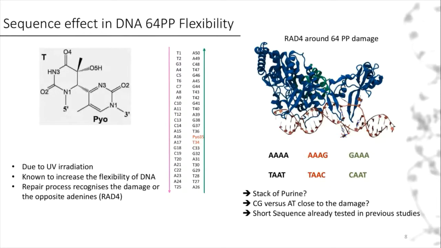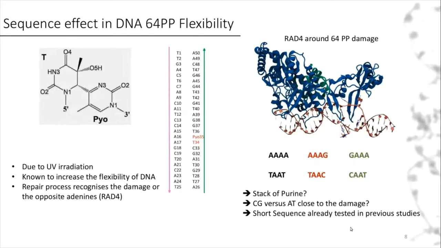So the differences are that you have a stack of purines, which can be a better stack than the stack of pyrimidines or pyrimidine purines. You can have also the impact of having GC, which has 3 hydrogen bonds between nucleobases, or AT, which has only 2, so it's less strong, or also having the sense of the polarity of your sequence. It's because the damage is not symmetrical, so you have a difference if you put a G here or a G here.